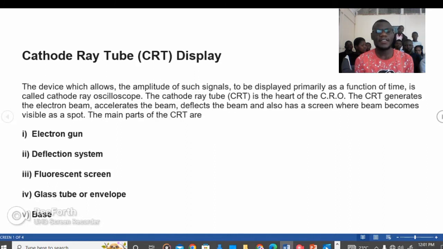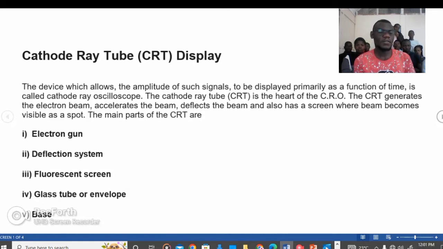Okay. Now the cathode ray tube, also known as CRT, is the device which allows the amplitude of such signals to be displayed primarily as a function of time. It's called the cathode ray oscilloscope. The cathode ray tube is the heart of the cathode ray oscilloscope, or CRO. The cathode ray tube generates the electron beam, accelerates the beam, deflects the beam, and also has a screen where the beam becomes visible as a spot.